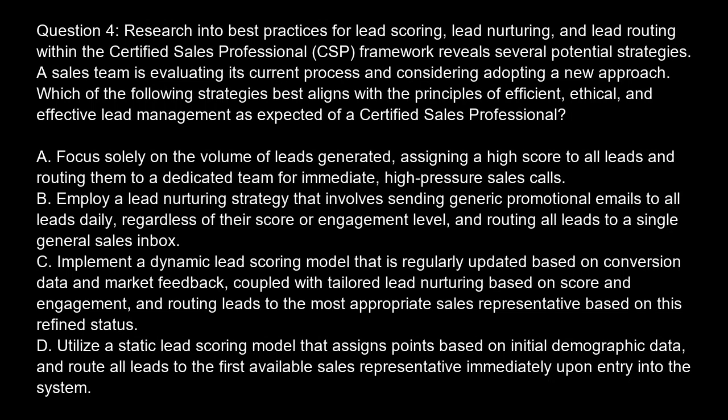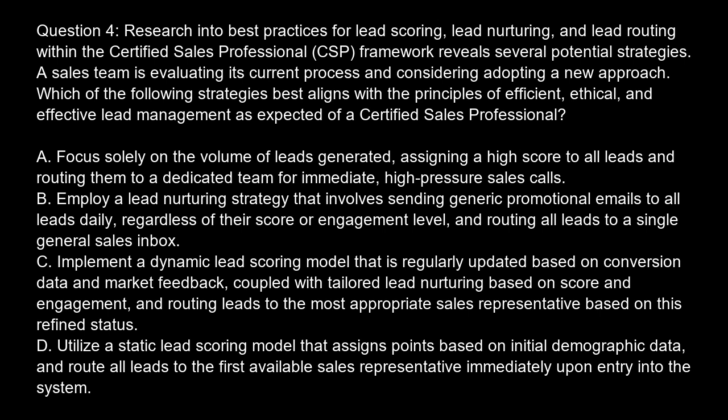Question 4. Research into best practices for lead scoring, lead nurturing, and lead routing within the Certified Sales Professional (CSP) framework reveals several potential strategies. A sales team is evaluating its current process and considering adopting a new approach. Which of the following strategies best aligns with the principles of efficient, ethical, and effective lead management as expected of a certified sales professional?